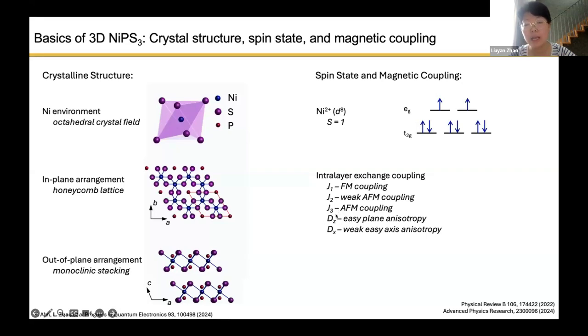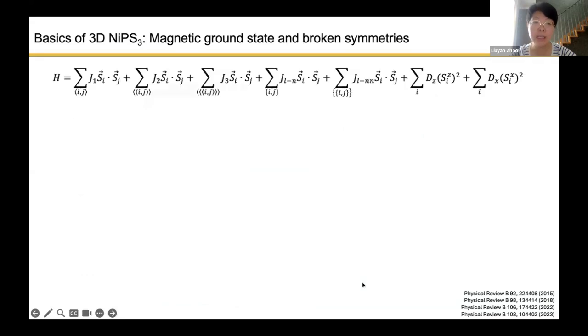In addition to that, we also have anisotropy. The dominant anisotropy is the easy plane anisotropy. And then within the plane, you also have a very weak easy axis anisotropy that is along the x-axis direction. Between the layers, the magnetic interaction is ferromagnetic for both the nearest neighbor and next nearest neighbor. Okay. So the whole spin Hamiltonian looks like this. Let's break it into parts and see its consequences.